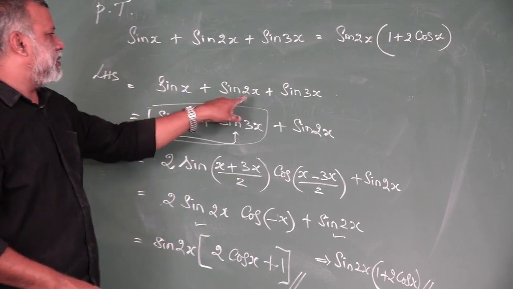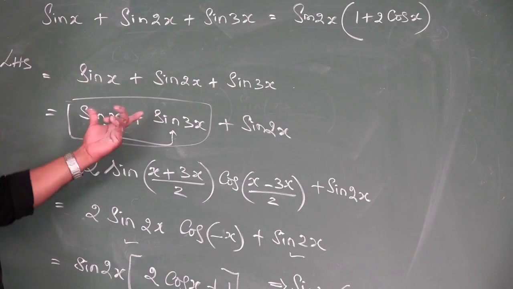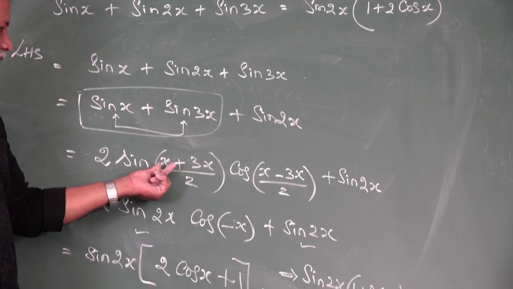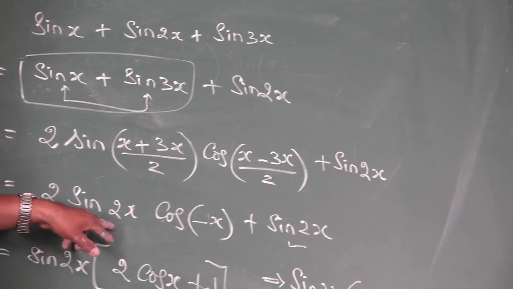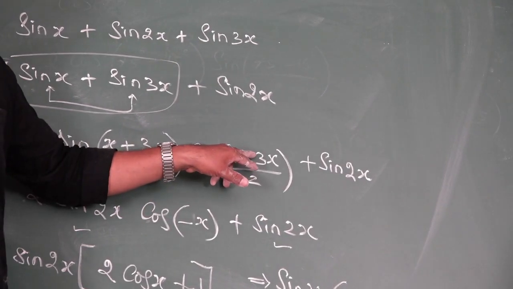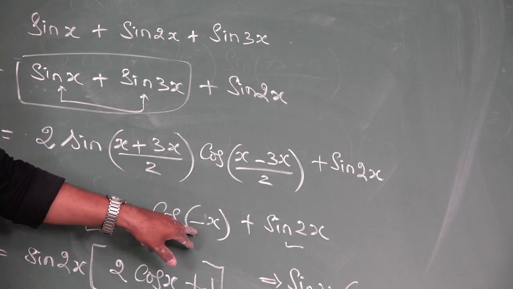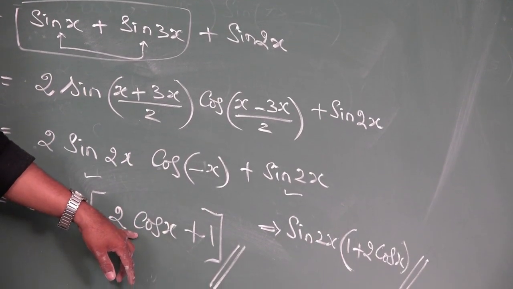So in this concept, use any two odd-number terms. See sin x, sin 2x, sin 3x. I am taking sin x and sin 3x because when we add these two, it simplifies very easily. X plus 3x, that means 4x, 4x by 2, we get 2x. Here x minus 3x is minus 2x, again by 2, the 2 is eliminated, we get minus x. So cos of minus x absorbs the negative, therefore we get cos x.